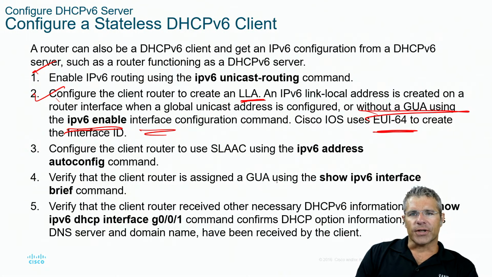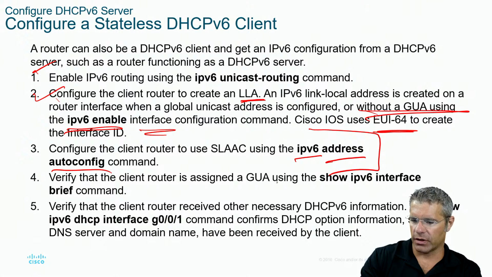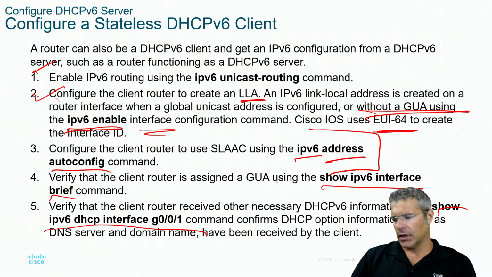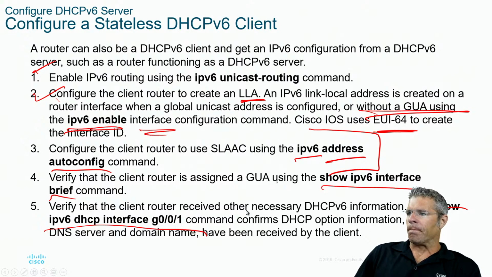For whatever reason, Cisco loves that EUI-64. You can configure the client to use SLAAC. IPv6 address autoconfig is Cisco for go ask for an address. And then you can show IPv6 interface brief to verify that that actually happened. You can show it for the individual interfaces to make sure that's in there. Make sure you got the DNS name, make sure you got the DHCP server or what have you.